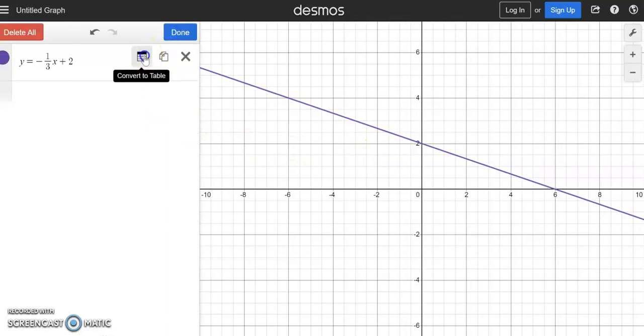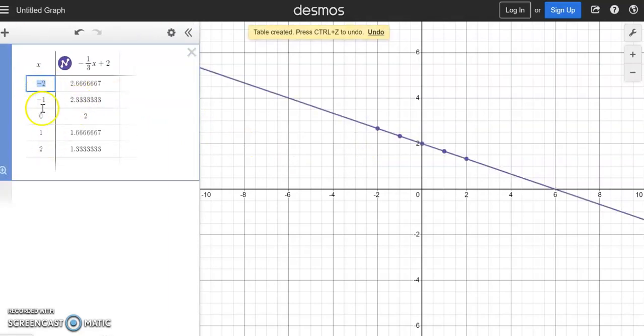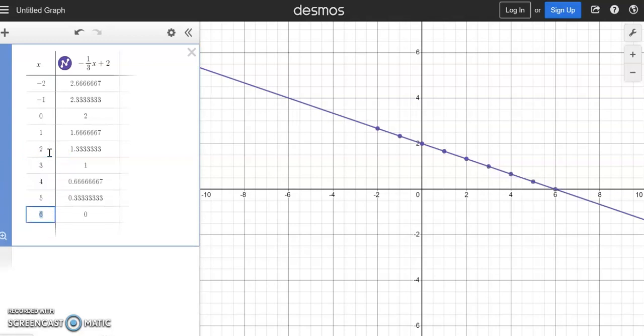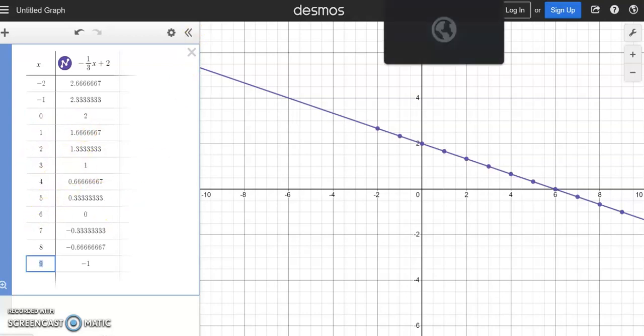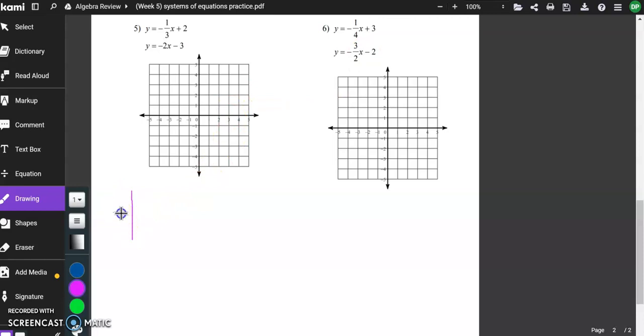If I want to get a table, I just click on the gear, click on the table, and you'll notice I have a lot of not nice points, so we just want the nice ones. I'm going to take 0, 2. I can click on my table down here and keep hitting enter and get a bunch of other points. So I've got 0, 2, 3, 1, 6, 0. I'm going to take those and write those down on my sheet. So for my first line here, my x, my y, I've got 0, 2. I've got 3, 1, I've got 6, 0.